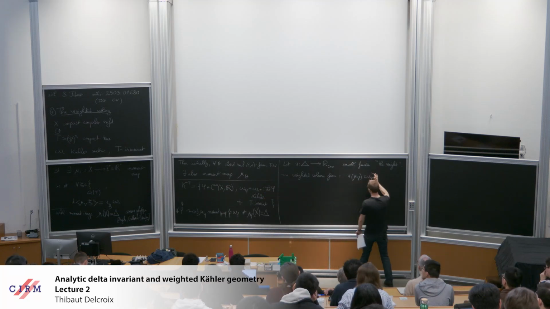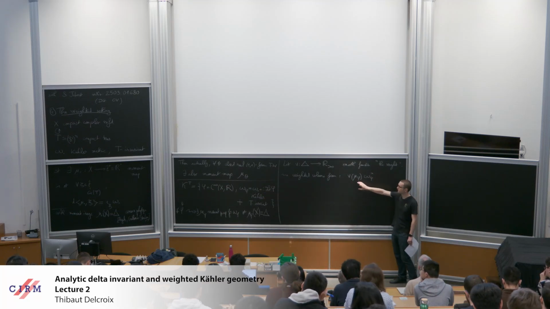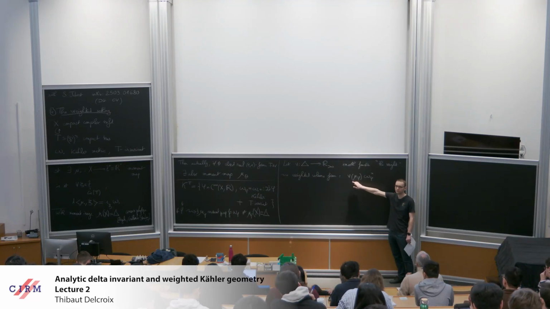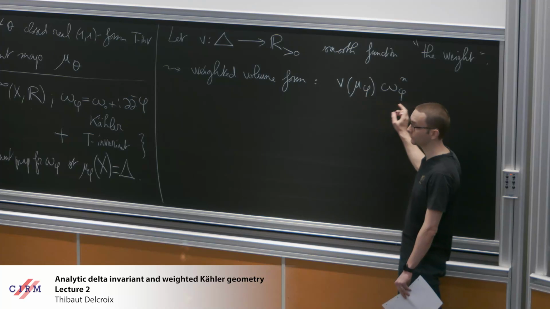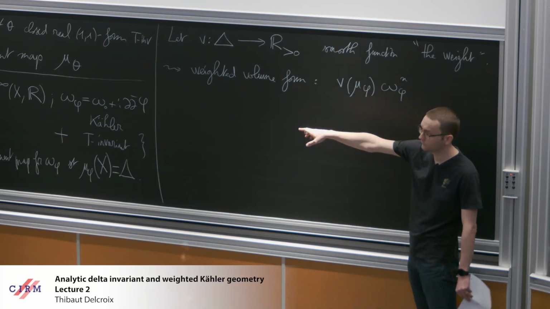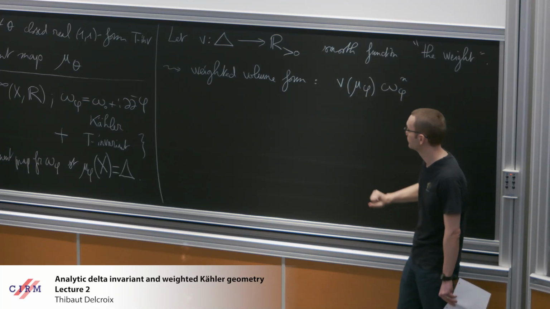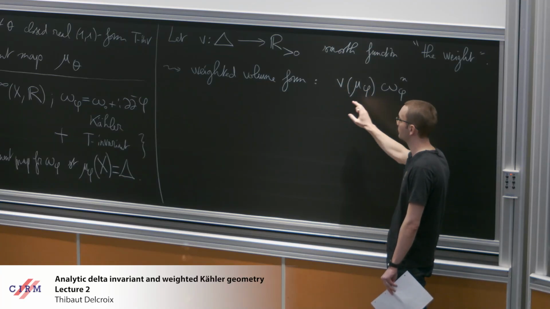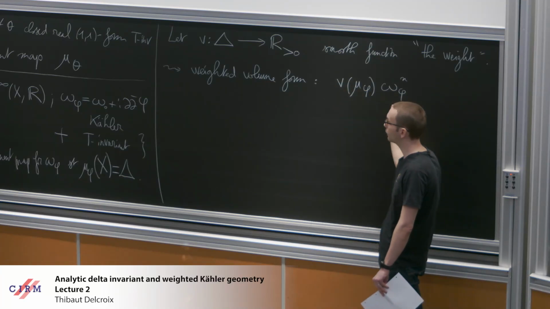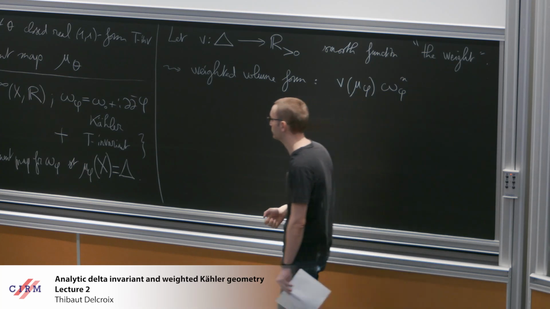Okay, so I take the standard volume form for omega phi, and I multiply it by a positive function, so it's still a volume form. And now, this is well defined for any phi in KT. This is a consistent way to define this new volume form on all the Kähler class omega 0.